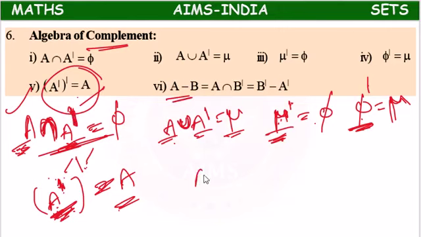Next, A minus B means only A. Only A means A intersection B dash, the elements which are not in B. Suppose we have an example. Here they are asking A minus B.